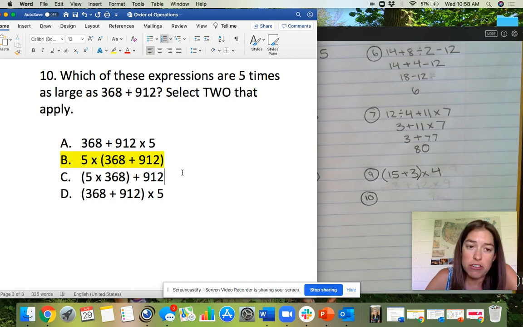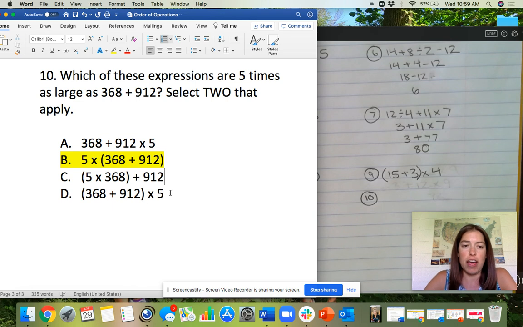Let's take a look at C. 5 times 368 plus 912. Evaluate with your thumbs. Is this going to give me 5 times as large as 368 plus 912? No, because here I'm multiplying 5 times 368. So I'm getting 5 times as large as 368 because my order of operations tells me to do my grouping first and my multiplication first.